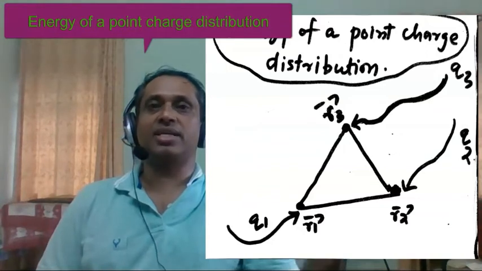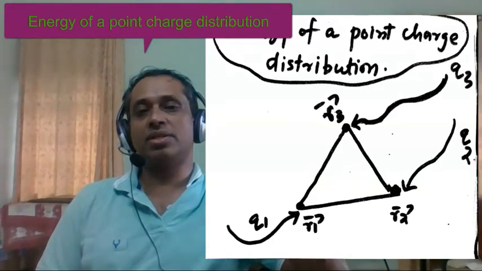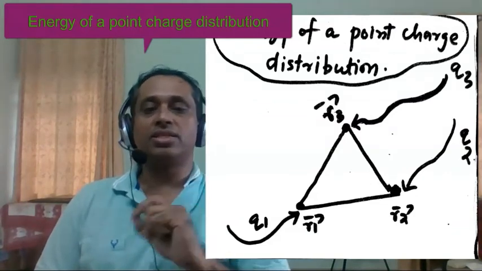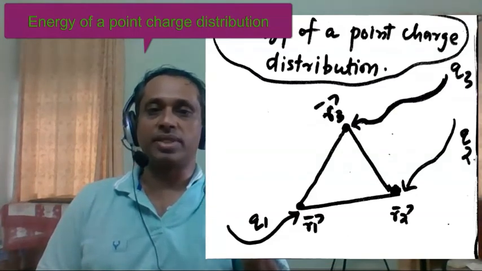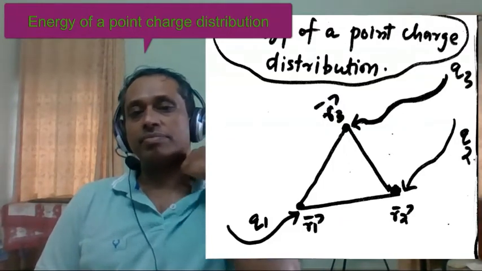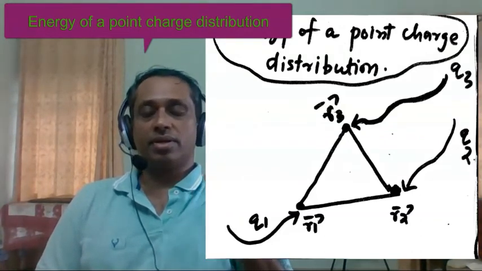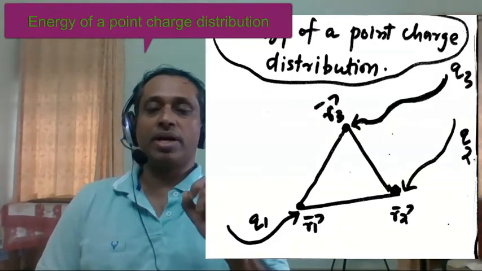We are bringing the second charge Q2 from infinity to a point of position vector R2. The distance between the first charge and second charge is R12. So what will be the potential at the second charge? Due to the first charge, what is the potential at the second charge? That is equal to 1 by 4 pi epsilon 0 Q1 by R12.